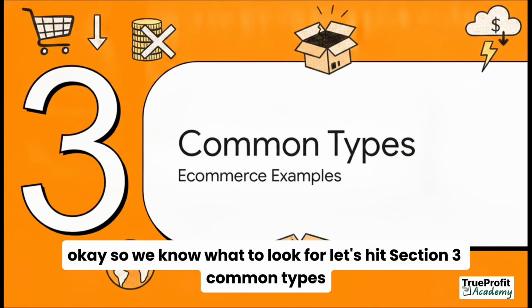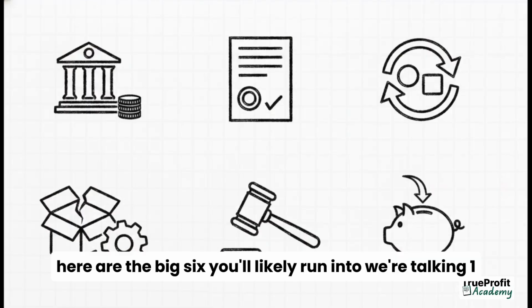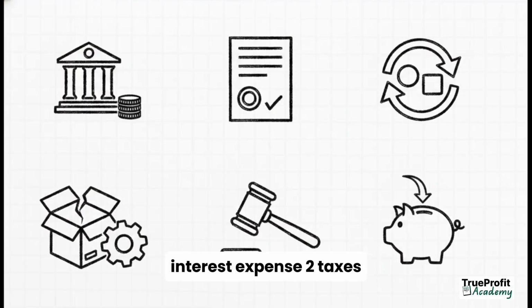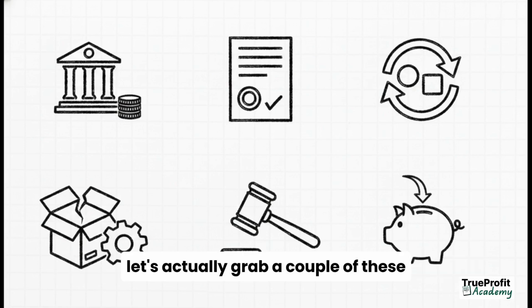Okay, so we know what to look for. Let's hit Section 3, common types. What do these actually look like out in the wild? Here are the big 6 you'll likely run into. We're talking 1. Interest expense, 2. Taxes, 3. Currency exchange losses, 4. Asset write-offs, 5. Legal fees, and 6. Investment losses. Let's actually grab a couple of these to see how they play out in real life.